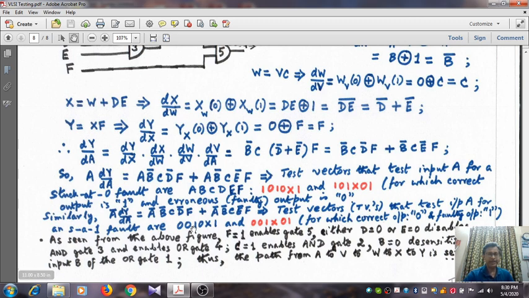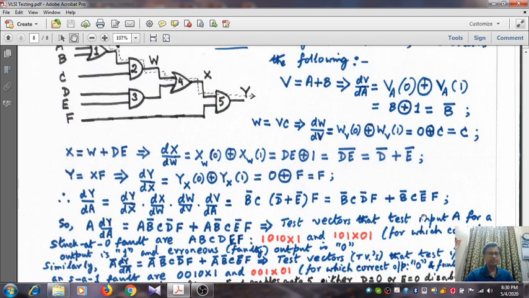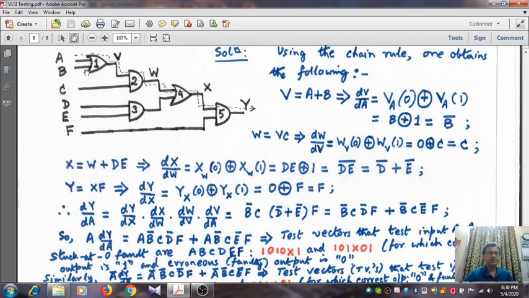Similarly, A bar D, that will give me say 3 test vectors again. So here E equal to x, here D equal to x. So 0 0, 0 1 or 1 0, not 1 1. Okay, so for which the correct output is 0. Why correct output is 0? Because A is 0 and B is 0, so you get 0, then again 0, you get the correct output.